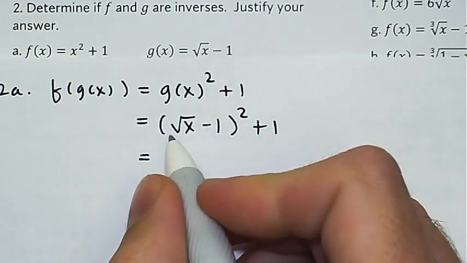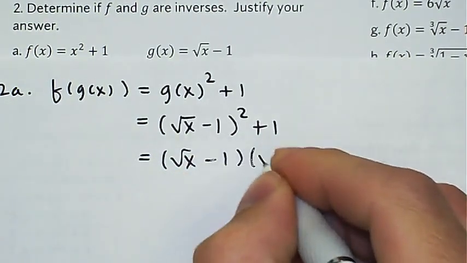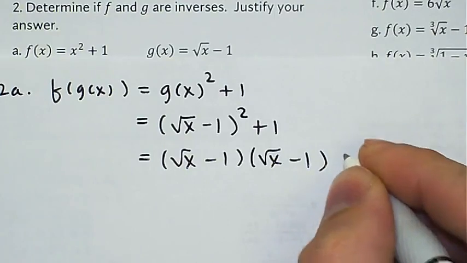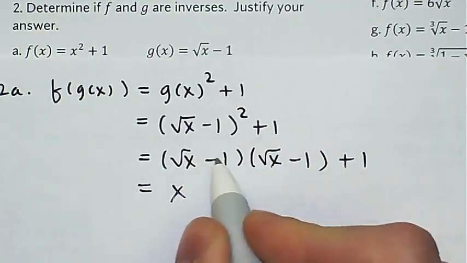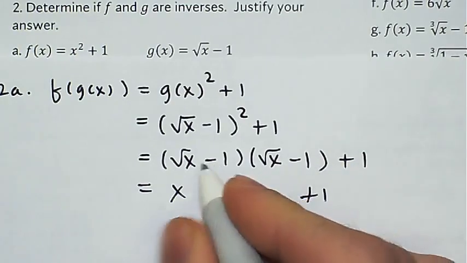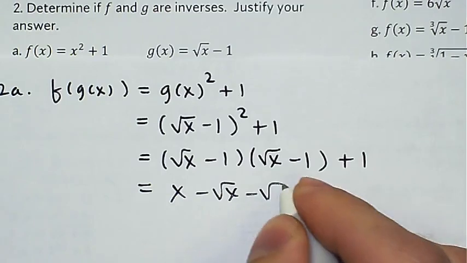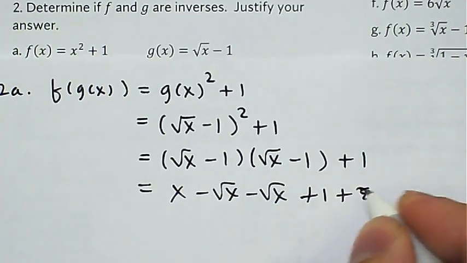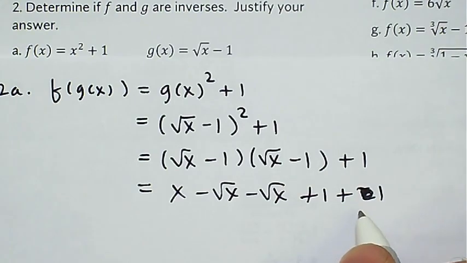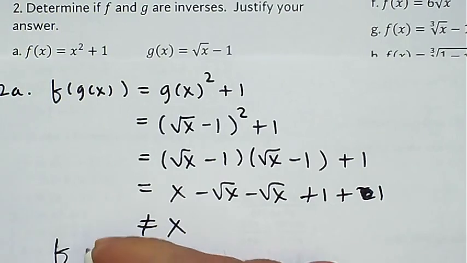What I'd have to do is FOIL. So, for the sake of the example, I'm going to do it. I would have this x, and I would have the plus 1 at the end, but I'm also going to have 2 of these negative 1 square root x's. So that's x minus 2 square root of x plus 1 plus 1. That's not equal to x. Therefore, f and g are not inverses.